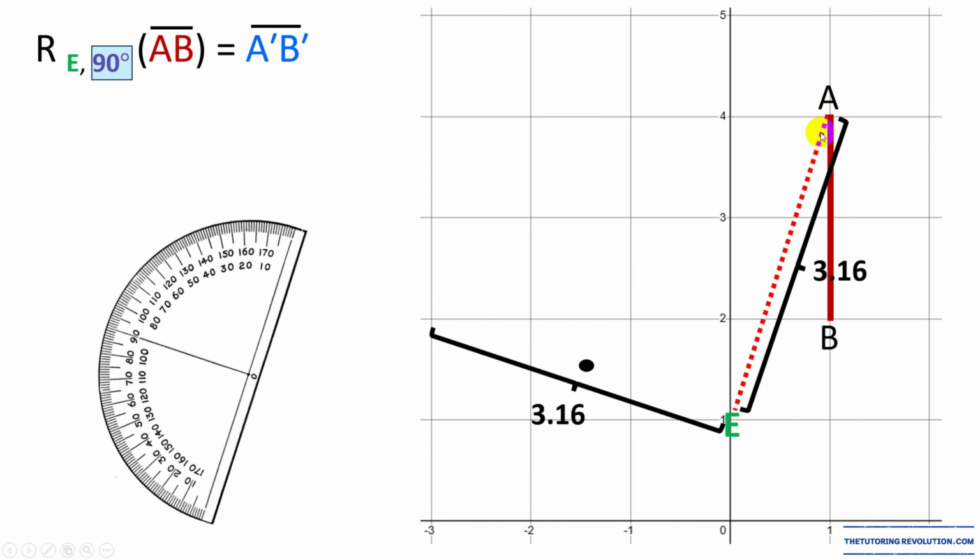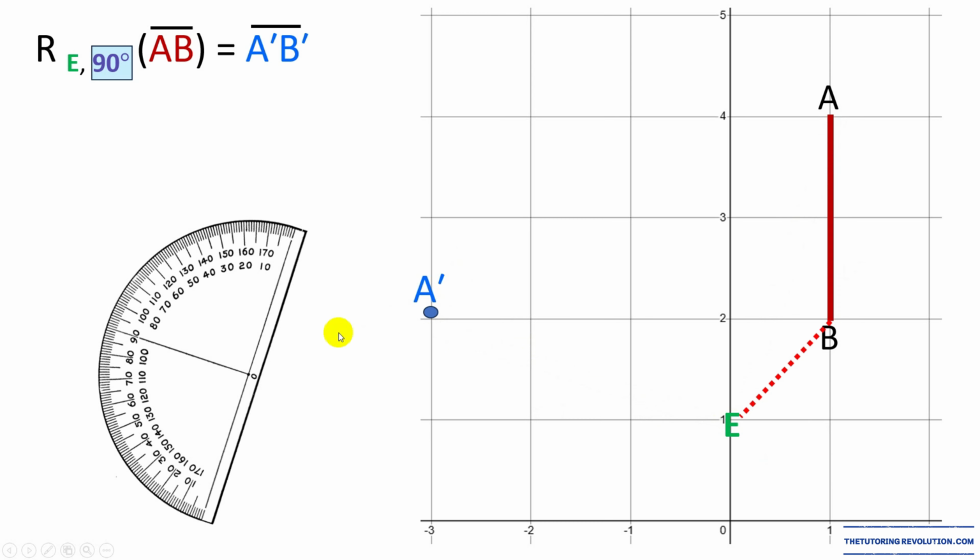So if this segment is going to rotate 90 degrees counterclockwise, it's going to end up around here. It's going to have the same distance, 3.16, and it's going to go across this point that we calculated. So this will be a 90-degree angle. So we get the point A prime here. We rotated this point A 90 degrees and it ended up in this position.